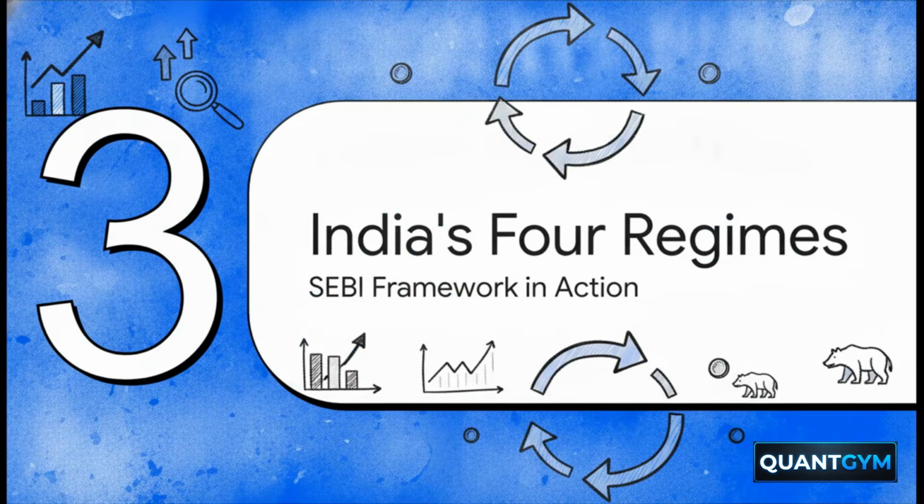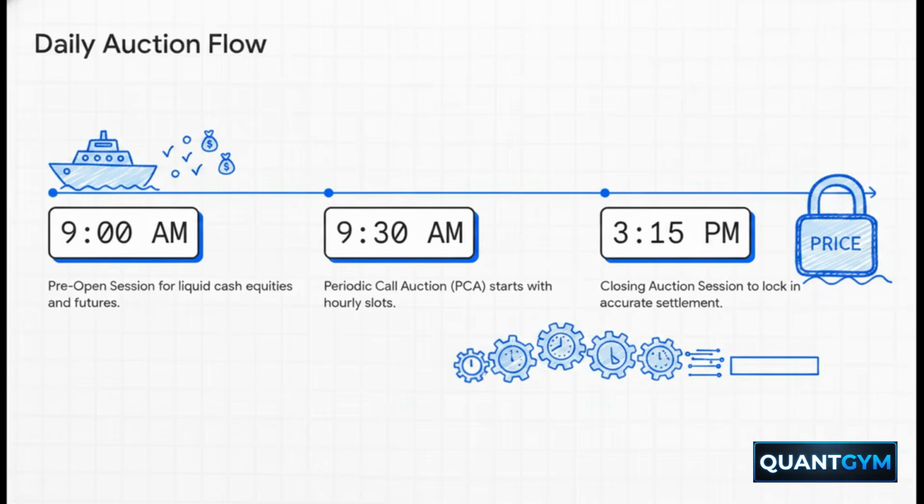Section 3. India's 4 auction regimes. Okay, so how is this theory actively applied in the real world? Let's look at the brilliant framework mandated by SEBI in Indian capital markets. If we just chronologically walk through a trading day, we can see exactly when these batching ferry terminals jump into action to keep prices stable. It all kicks off at 9 a.m. with the pre-open session, moves into hourly slots starting at 9:30 a.m. for specific stocks, and then finishes up the day at 3:15 p.m. with the closing auction session.